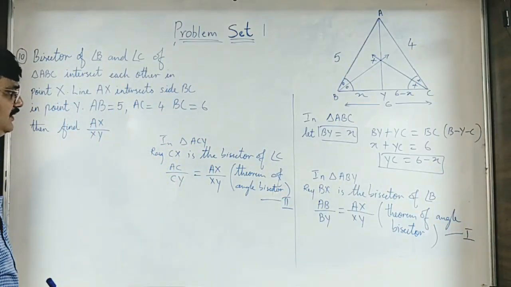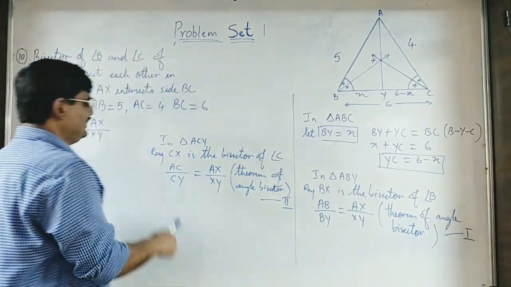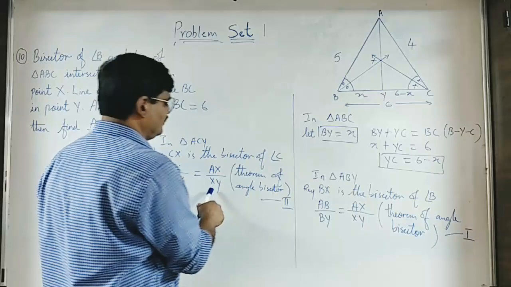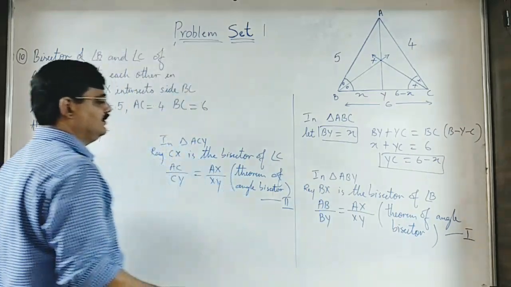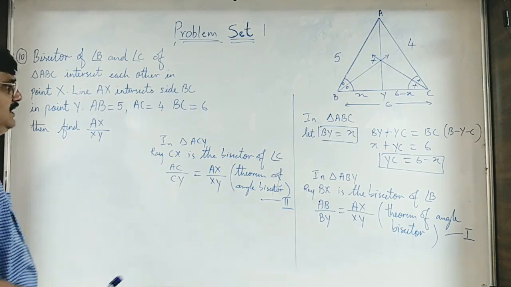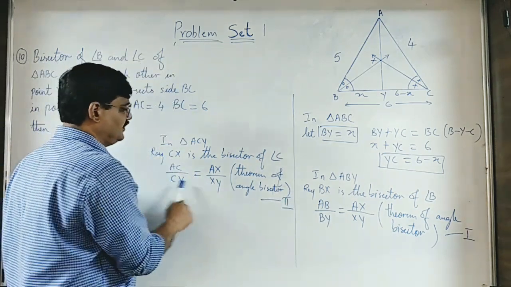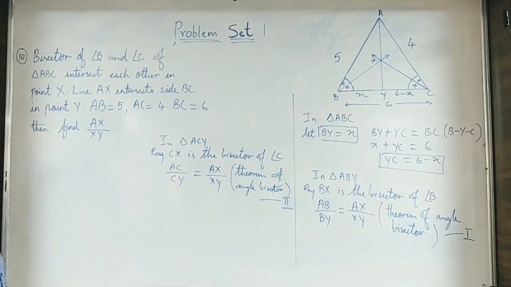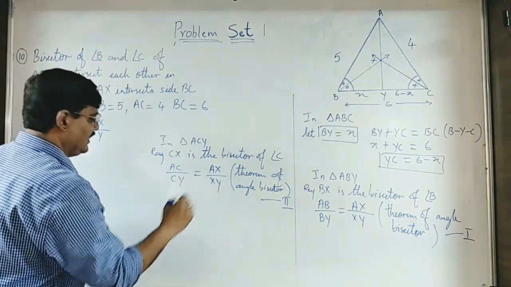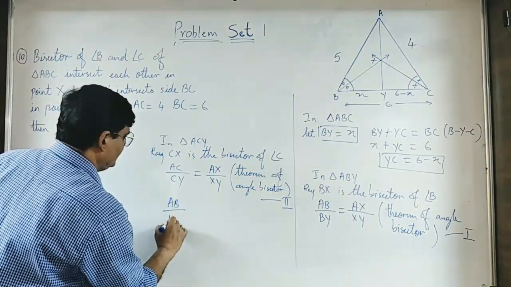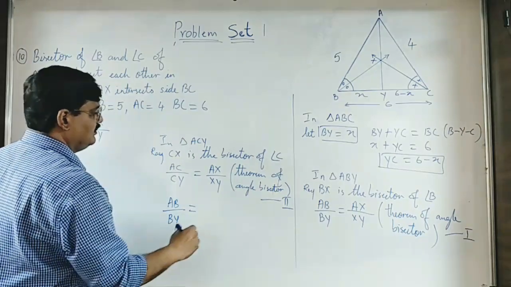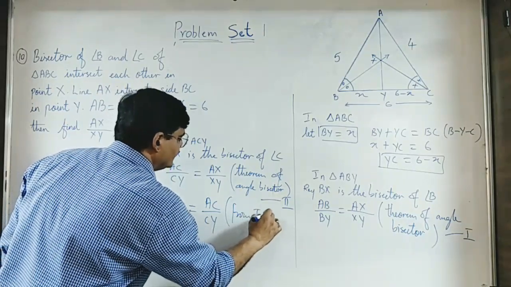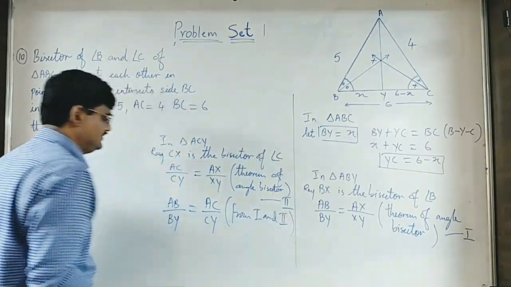Now check it out, your statement number 1 and statement number 2. You can see in triangle ACY, AC upon CY is equal to AX upon XY, and AB upon BY is equal to AX upon XY. Now from that I can make out that AC upon CY and AB upon BY are equal, because both are equal to the same ratio, AX upon XY. So I will write AB upon BY is equal to AC upon CY, from the first and second statement.